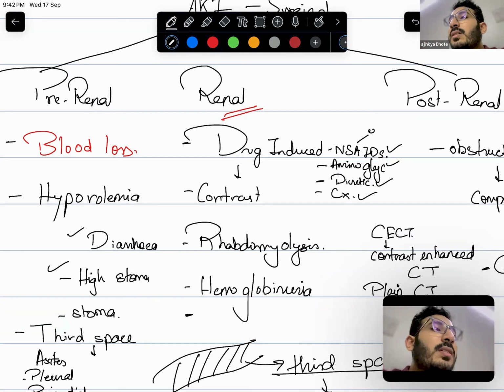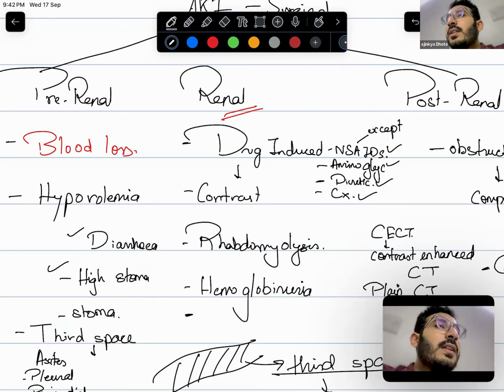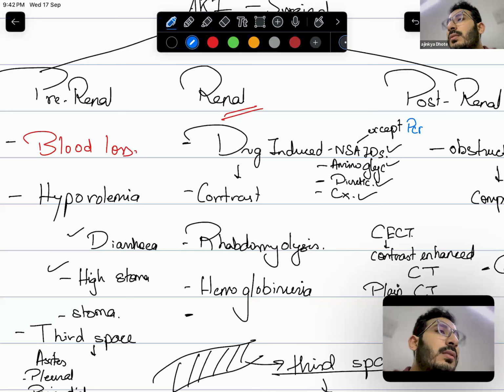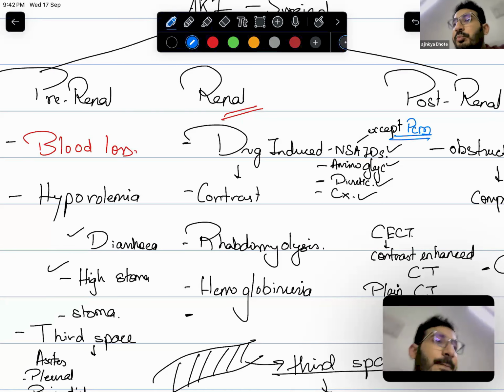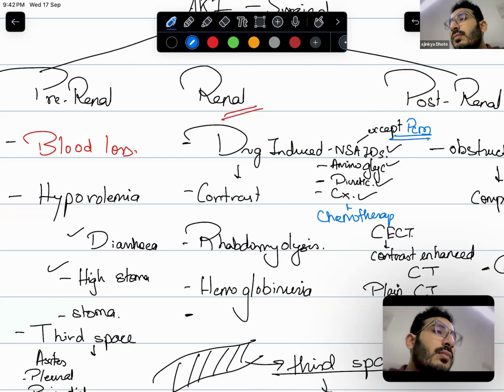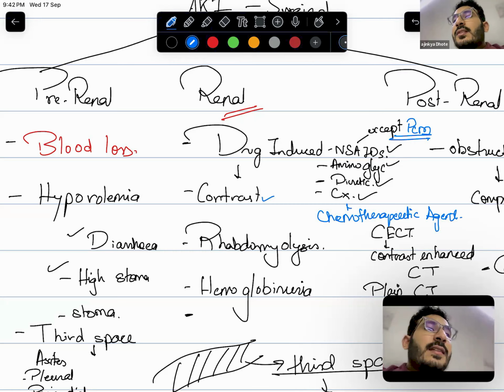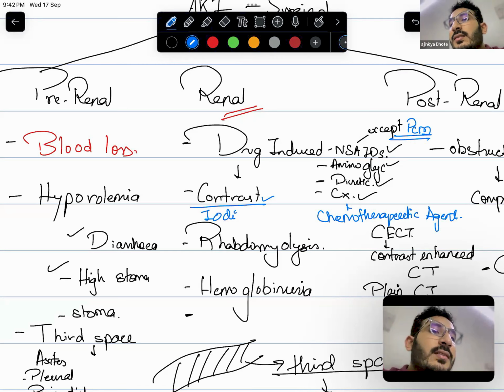NSAIDs, except I think you all know this, your paracetamol. Aminoglycosides, diuretics, and your chemotherapeutic agents. This CS stands for chemotherapeutic agent. Then contrast. What is this contrast? These are your iodinated contrasts. All these contrasts are used for your CT scans.